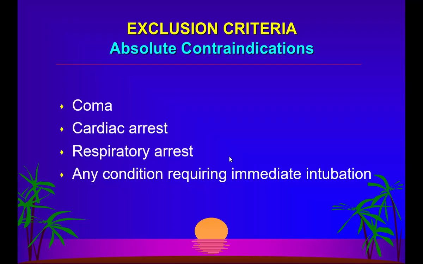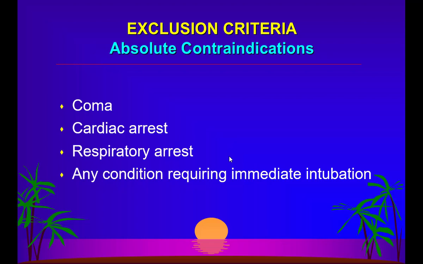Now coming to the selection criteria, we have to understand what the absolute contraindications are. Comatose patient, until there is a DNI, right, do not put them on non-invasive. They will aspirate and die. Cardiac arrest, absolutely no indication for non-invasive. They have to be intubated immediately. Nothing doing, no non-invasive ventilation. Respiratory arrest, maybe if it's due to vasovagal or something, that's okay, right? But the patient has to be intubated. Any condition requiring immediate intubation, right?